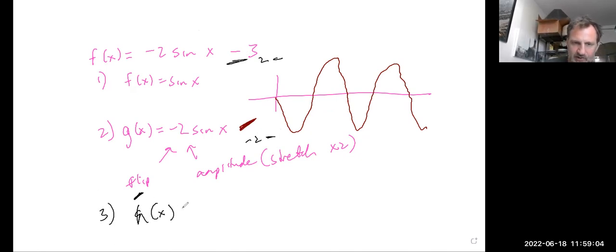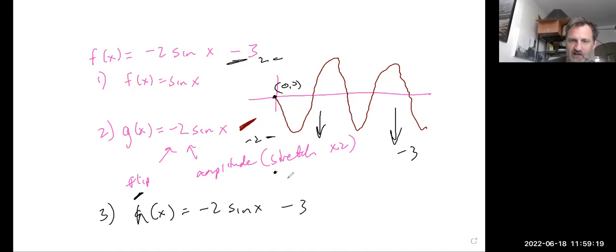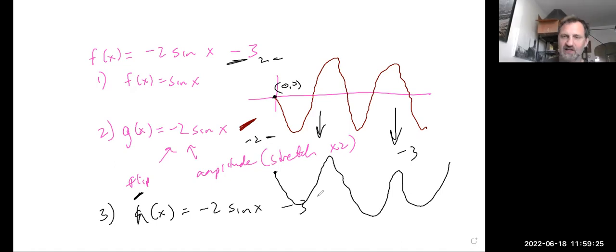So third iteration of this, -2 sine x -3. This is where I want to get to. Now I'm going to take this and shift it down 3. So what was at 0, 0 is now at 0, -3. I'm starting down here. It's going to be an exact mirror of that thing on the top, but I'm shifting everything down 3.